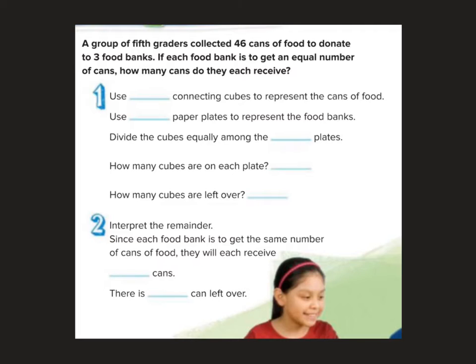All right, a group of 5th graders collected 46 cans of food to donate to 3 food banks. If each food bank is going to get an equal number of cans, how many cans do they each receive?